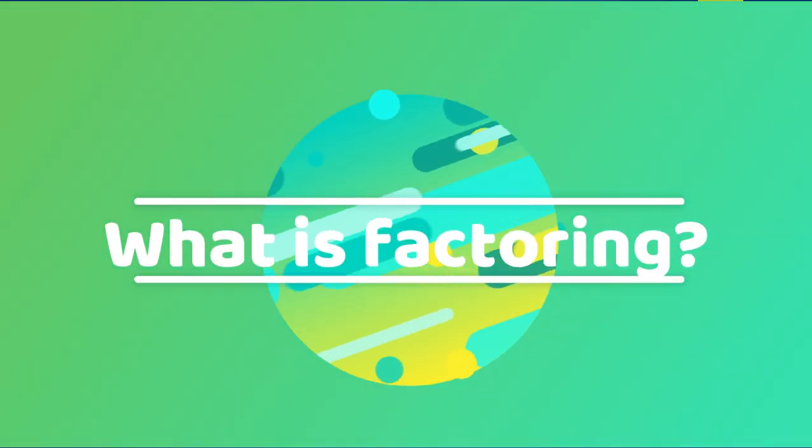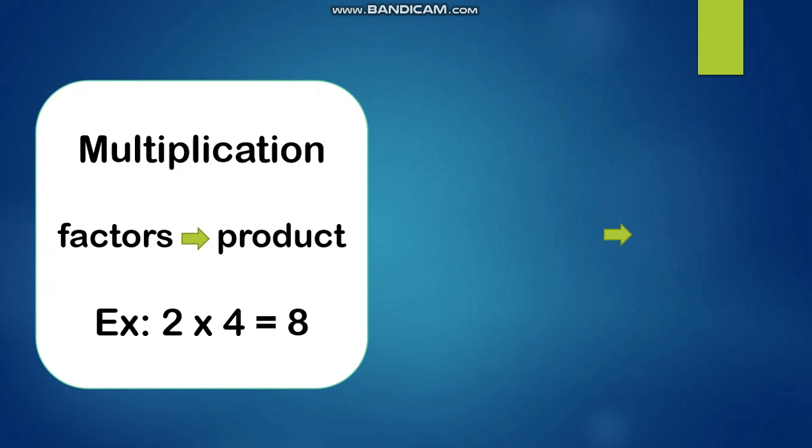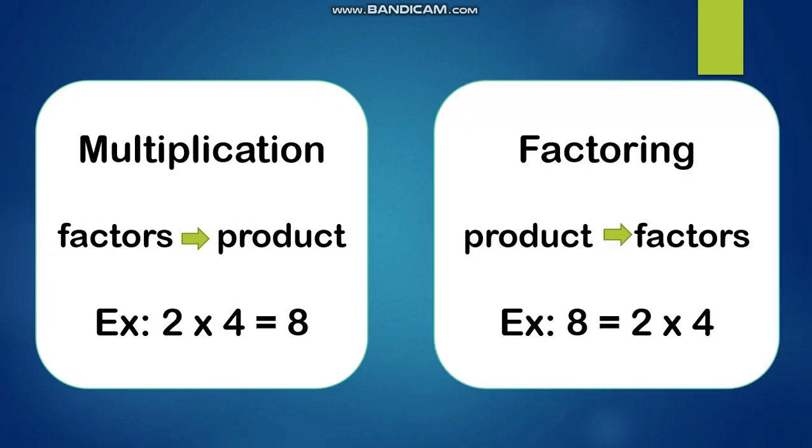Before we come up with the definition of factoring polynomials, let us compare first the two processes. First, we have multiplication, and the second is factoring. In multiplication, we deal with the factors and we come up with a product. For example, we have 2 times 4. 2 and 4 are the factors, and we come up with 8, which is the product. In factoring, we deal with the product and we come up with the factors. Example, we have 8, which is equal to 2 times 4, or 4 times 2, or 1 times 8, or 8 times 1, as presented a while ago.